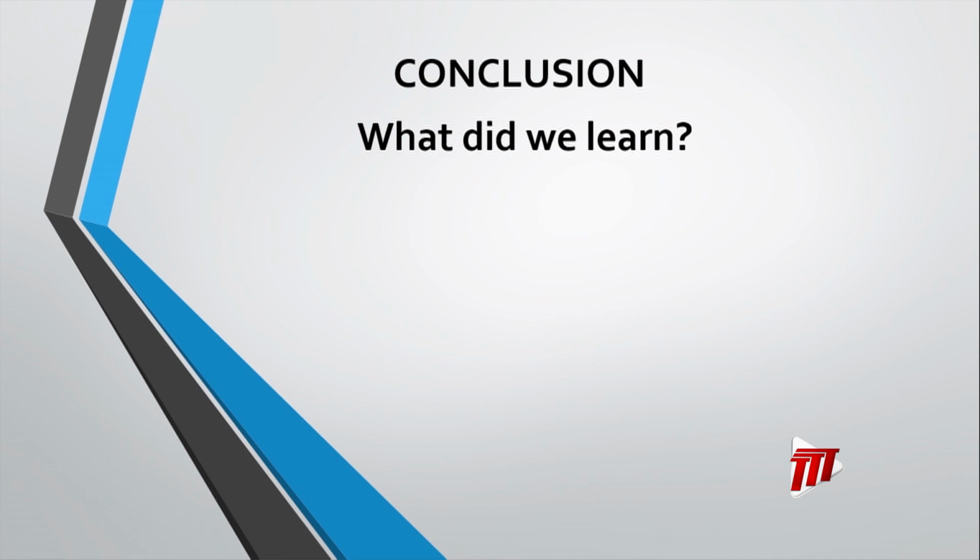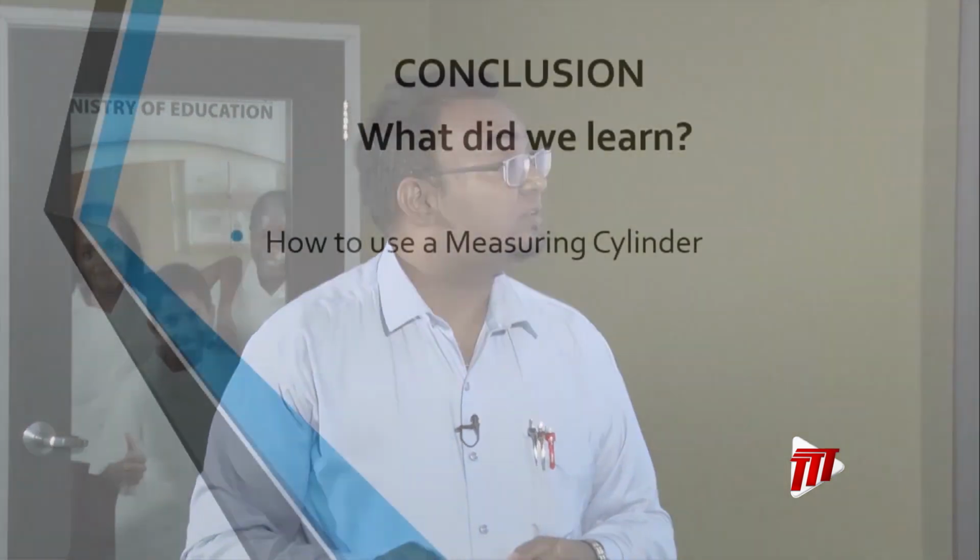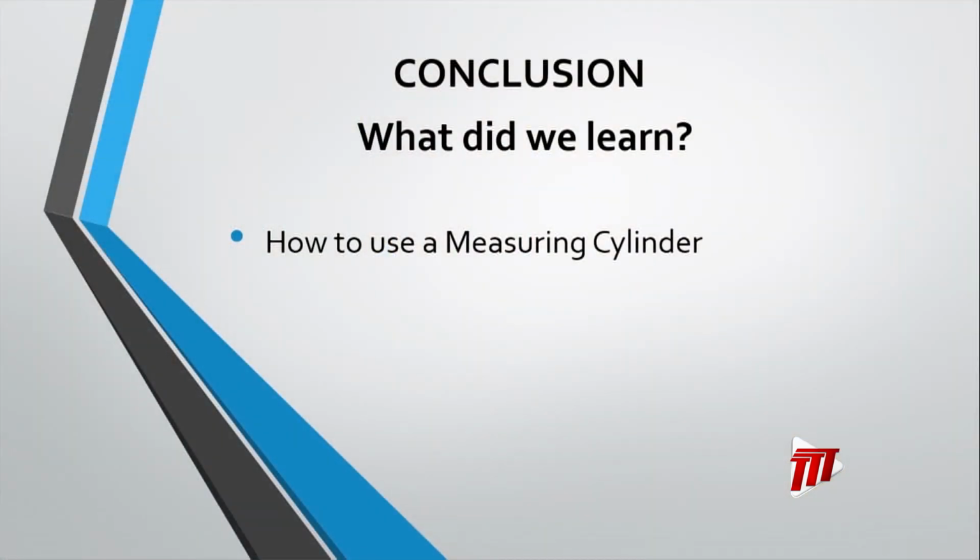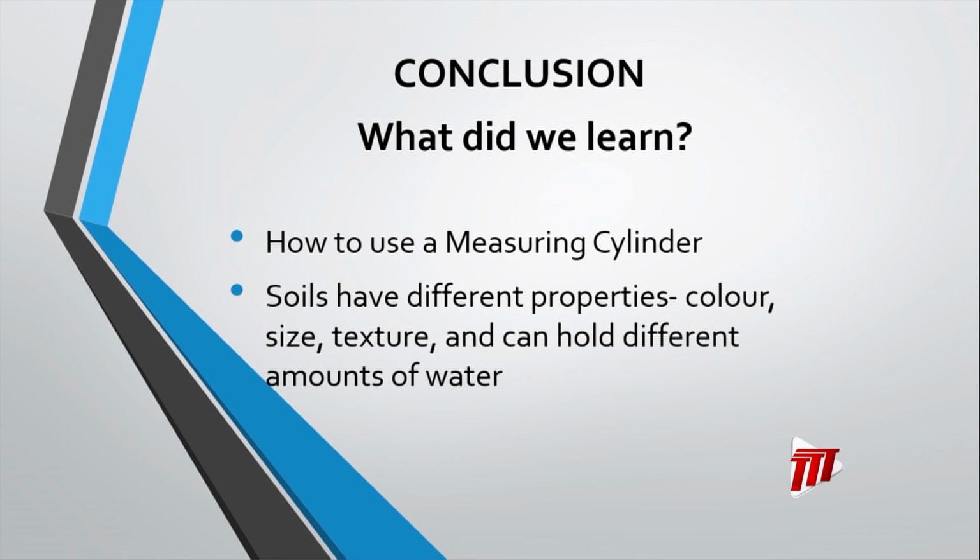So that wraps up the majority of what we have here. Before we end, we need to bring our thoughts together on what we learned today. Very importantly, we learned how to use a measuring cylinder, and soils have different properties, in particular color, size, texture, and can hold different amounts of water.